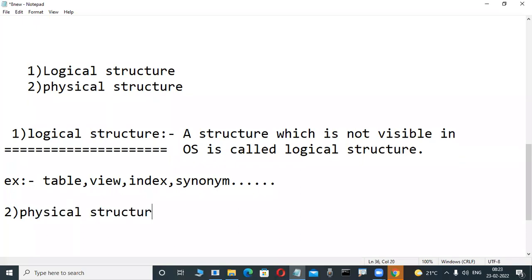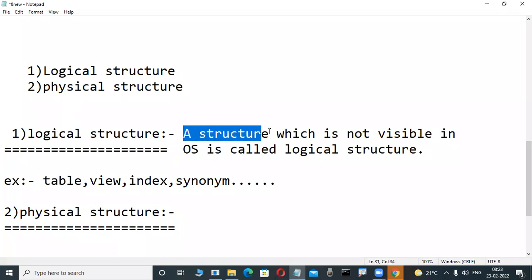And now here, anybody guess it? What is physical structure means? That easy. And now the opposite. Tell me. Very good. A structure which is visible in the operating system, that is called physical structure.